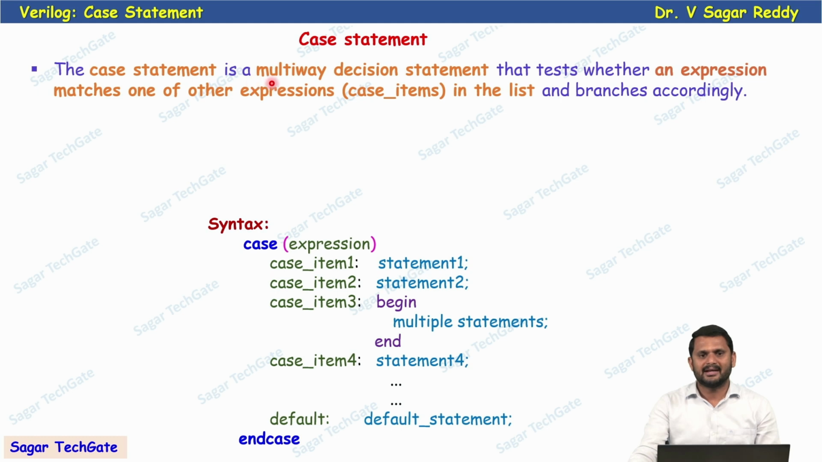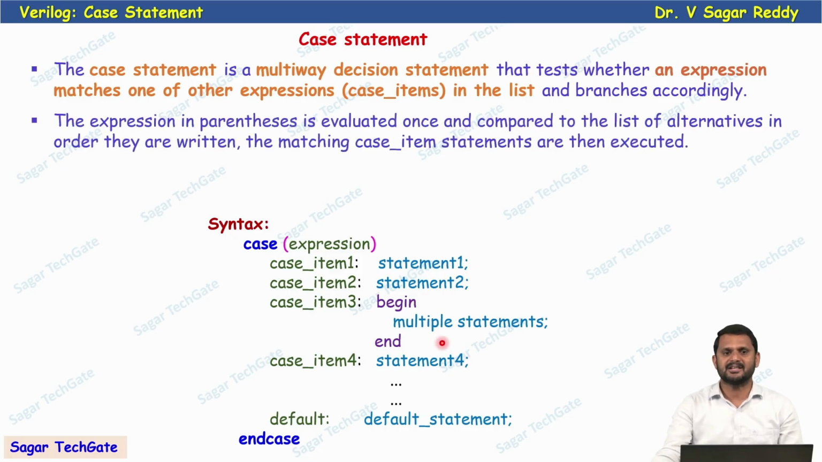The case statement is a multi-way decision statement that tests whether an expression matches one of the case items in the list and branches accordingly. If the expression matches one of the case items in the list, we execute that block. For example, this expression matches this case item 3, so we'll execute this one.